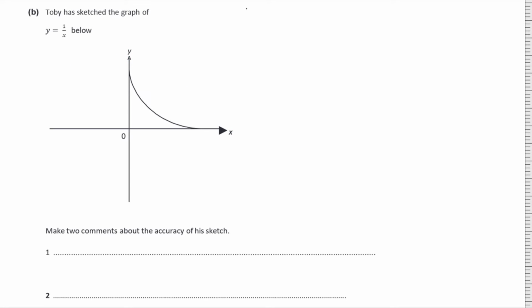Part B says Toby has sketched the graph of y equals 1 over x below. Make 2 comments about the accuracy of his sketch. Okay, well, first things first, he has got the curve touching the axes. Now, if you draw y equals 1 over x, what you should get is a curve that looks like this. Now, the lines approach the axes, but they never actually touch. So he's got his curve touching the axes when they should only get closer and closer but never touch.